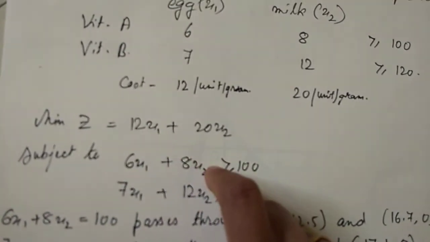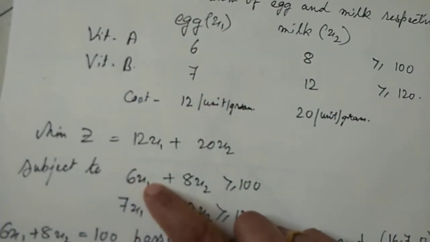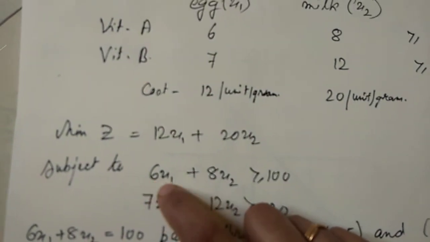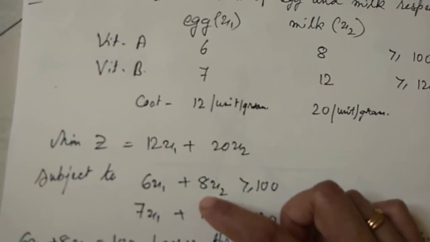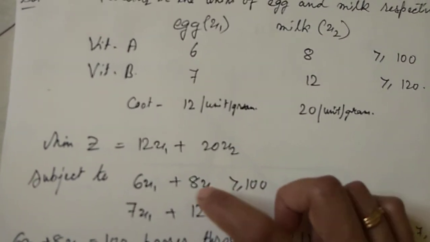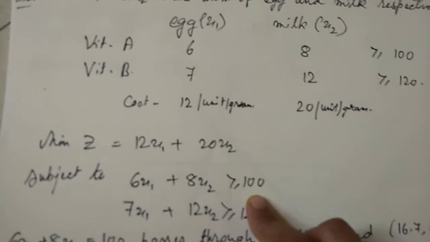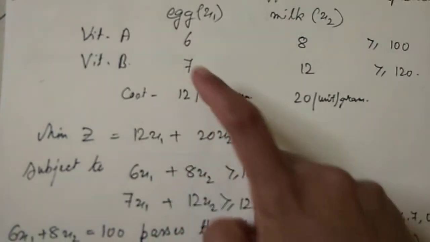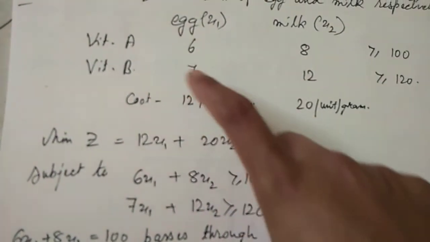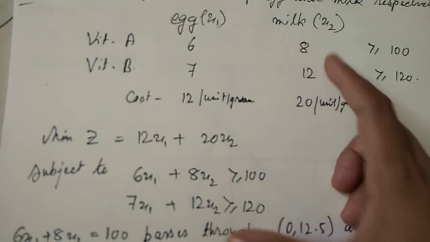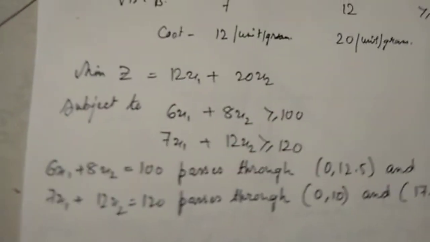Now this is subject to the vitamin requirements. For vitamin A, the requirement in egg is 6 units, so we write 6x1, and in milk it is 8 into x2 units of milk. The addition of these two has to be equal to or more than 100. Similarly for the next one, 7 units of vitamin B contained in x1 and 12 units contained in x2 units of milk has to be equal to or greater than 120.